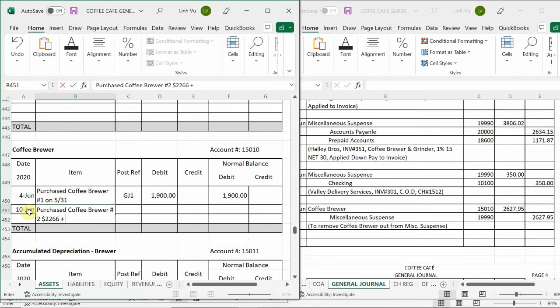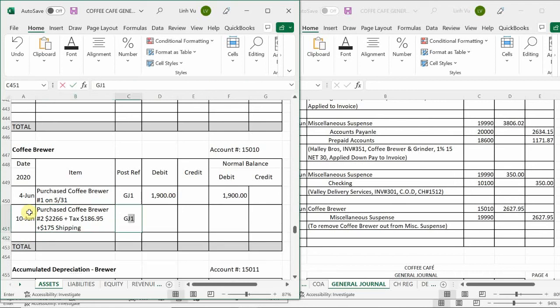Plus the tax, which cost you $185.95. Okay, actually 186. My bad. 186.95. Okay, plus the $175 shipping cost. Okay. And that should give you your grand total. Right, we're on page 3 here. Your grand total for that $2,627.95.